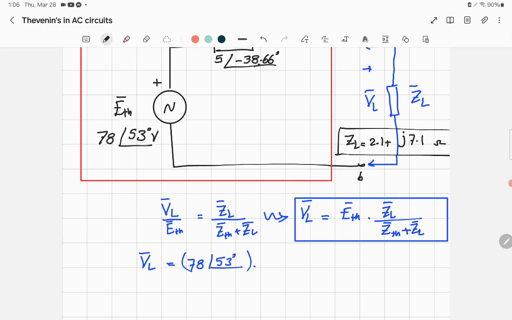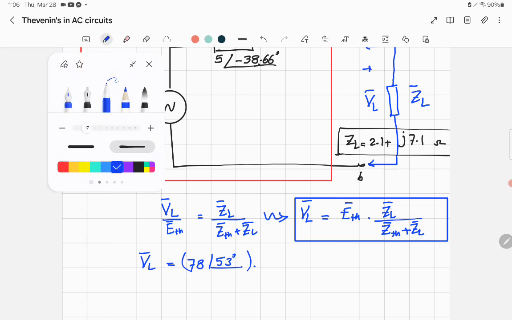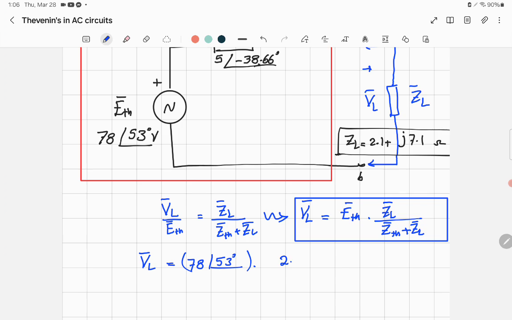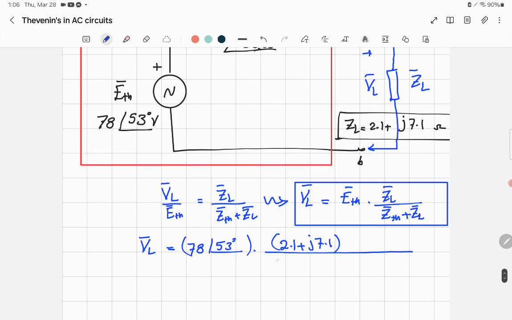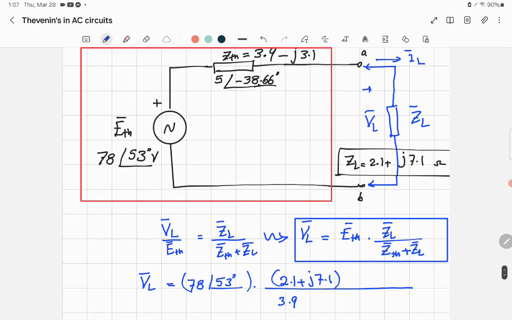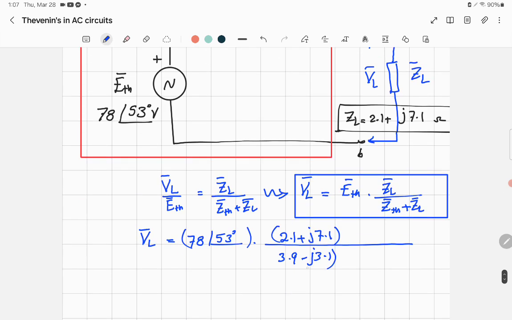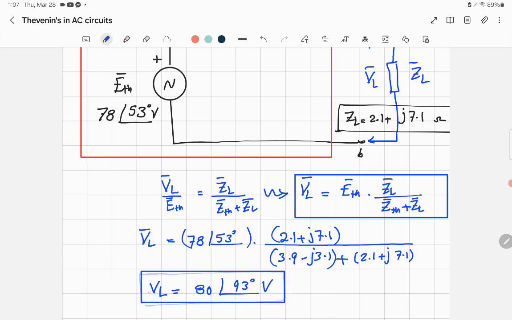All right. So ZL will have 2.1 plus J 7.1, divided by Z Thevenin. We have Z Thevenin as the complex number 3.9 minus J 3.1, plus ZL, which is equal to 2.1 plus J 7.1. Doing that, you will find that it's equal to 80 on angle 93 degrees. You can check this in your calculator, see if you got the same result. So that's the voltage across the load.